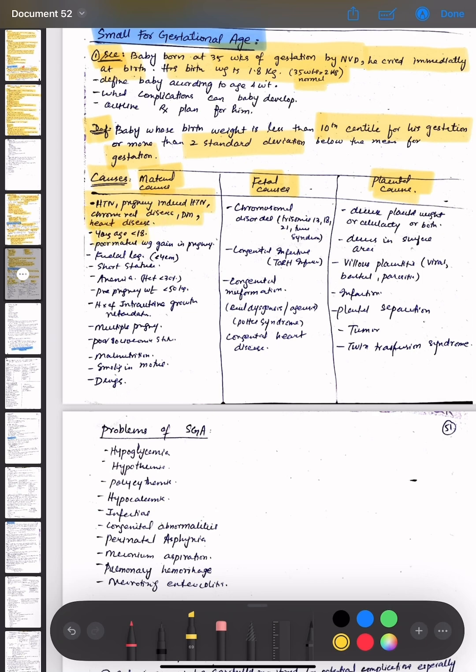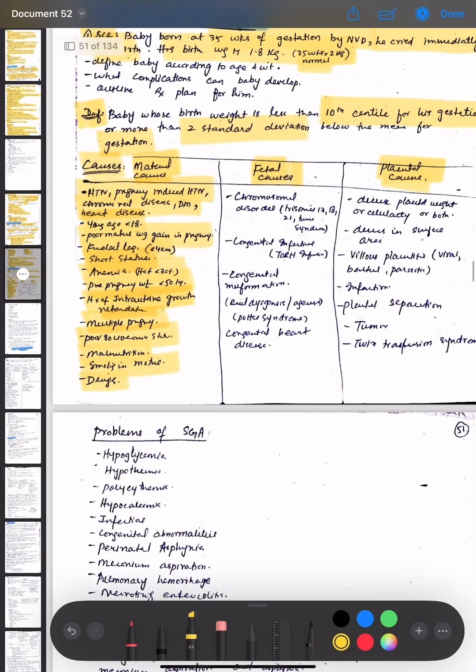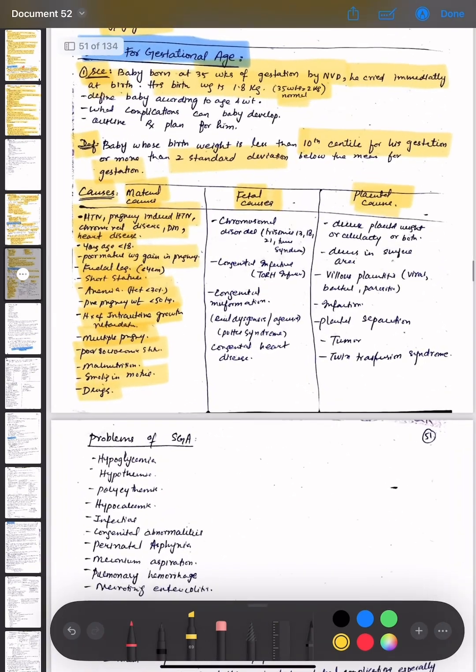Young age less than 18 years, poor maternal weight gain in pregnancy, fundal height less than 4 cm, short stature, anemia, and pre-pregnancy weight less than 50 kg, history of intrauterine growth retardation, multiple pregnancy, and poor socioeconomic status, malnutrition, smoking in mother, and drugs. These are the maternal causes of the small for gestational age.